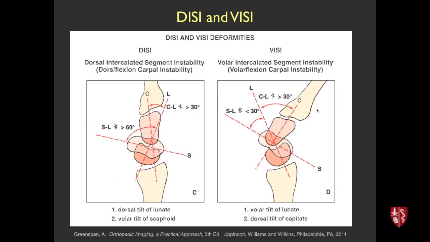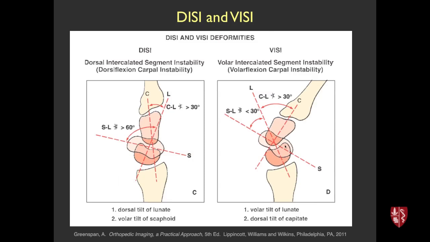If you have what's called dorsal intercalated segment instability, you have an increase in the scapholunate angle, and you see here the scaphoid is about 90 degrees to the lunate. Normally those two bones are coupled together by the scapholunate ligament. If that ligament is deficient, like lax or torn, these bones can rotate with respect to one another and increase that angle.